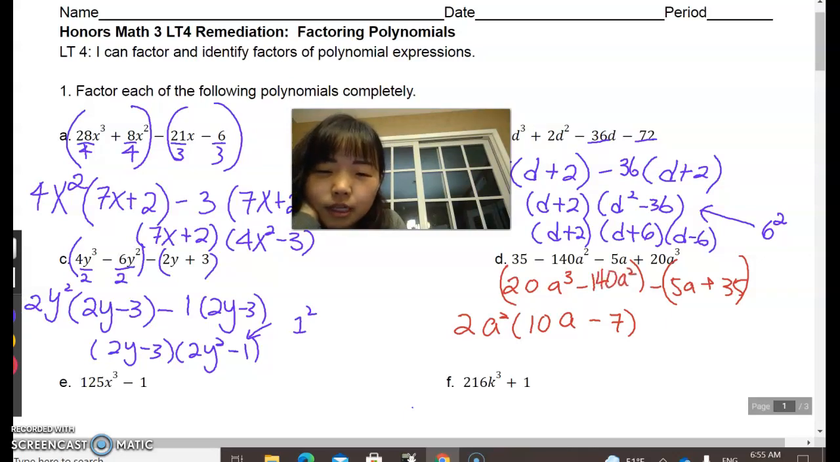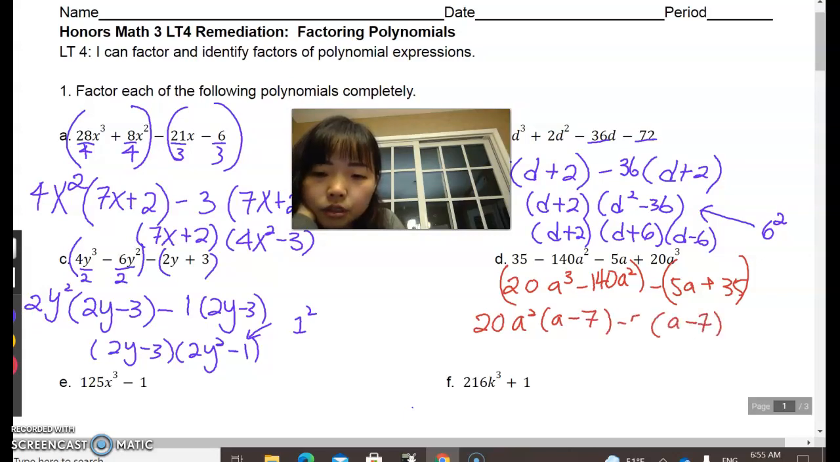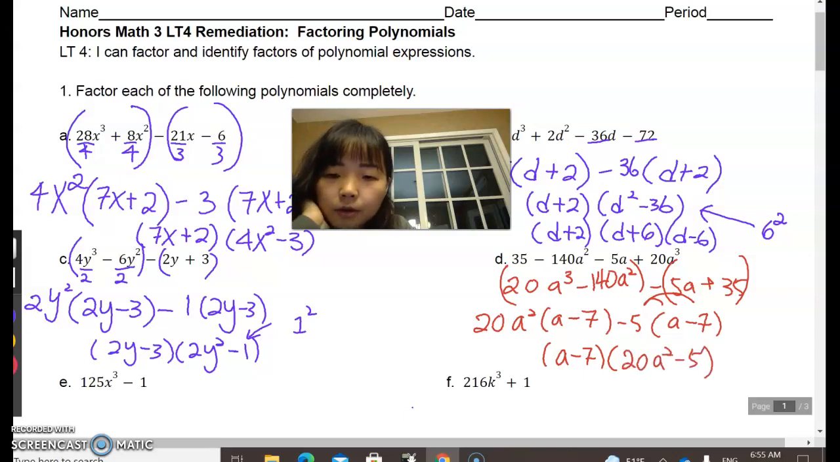I hope you guys see that too. Sometimes it's not going to make sense. That's when you know you did something wrong. So we're going to start over. See, that makes sense. Why? Because I needed the 5 and the 35, so that makes sense. So a minus 7, 20a squared minus 5.